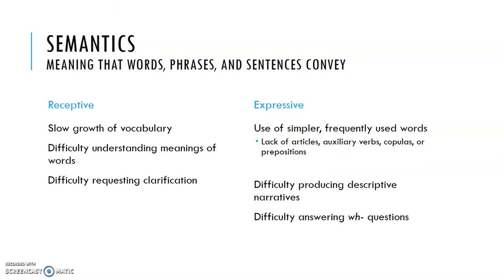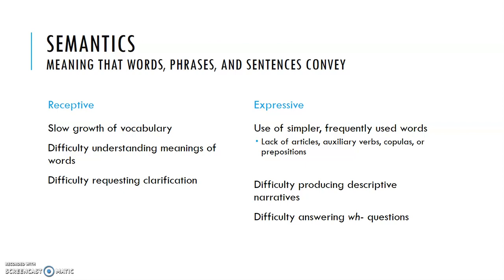For semantics, we're really talking about vocabulary, whether it's at the word level, the phrase level, or the sentence level. For receptive language, they could have a slow growth of vocabulary. This again goes back to maybe these kids making it along through elementary school and into middle school, but when they get to high school and are taking more challenging vocabulary tests using words that are not in our common conversational vocabulary, how are they learning those skills, and can they learn that new vocabulary?